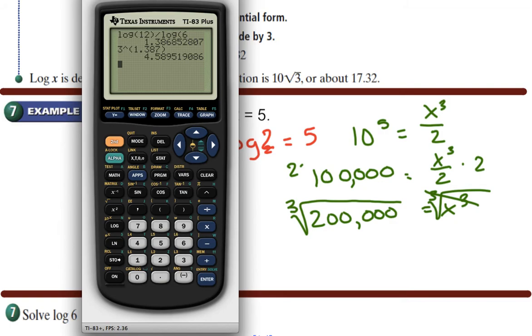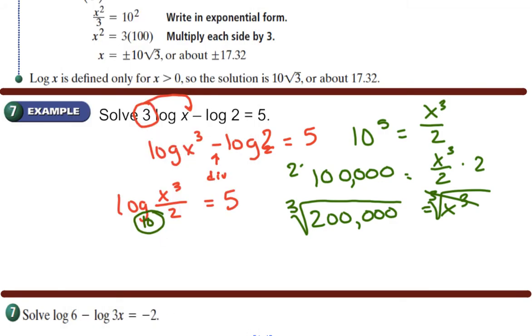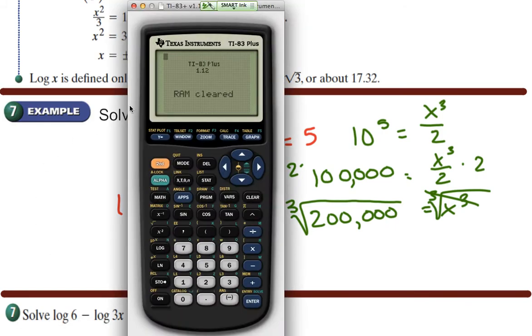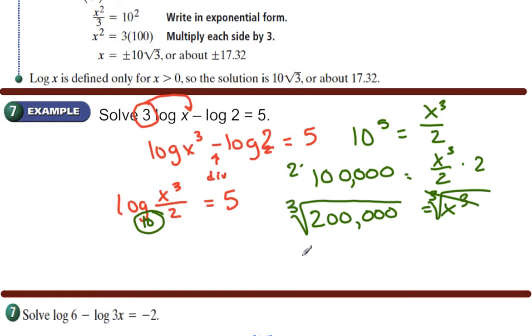Ooh, let's see. Oh, that one's not going to work. It was frozen. Okay, cubic root, that is going to be in the math part. Yeah, there it is, number 4. So cubic root of 200,000, and that gives us 58.48. So 58.48, and that's it.